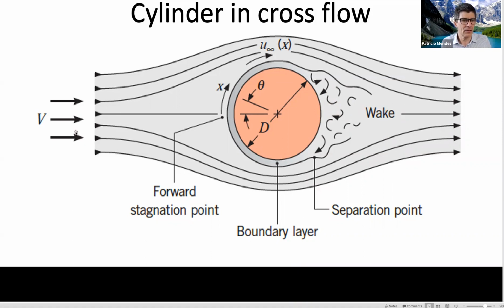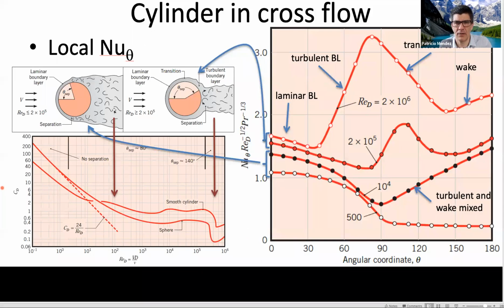And so before we talk about what everybody cares about, that is the average heat transfer coefficient, let's look at the local heat transfer coefficient. And this is what we have. Heat transfer coefficients normalized in some way here in the vertical axis. And here's the angular coordinate. 0 is leading edge. This point here would be 90 on top. This point here would be 180. And what do we see?